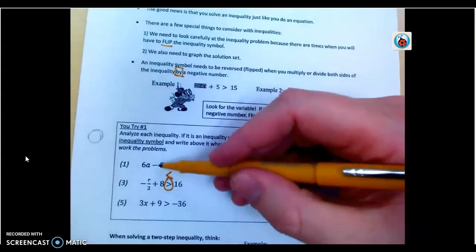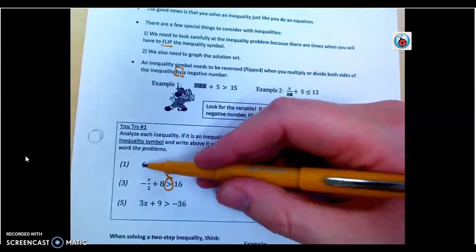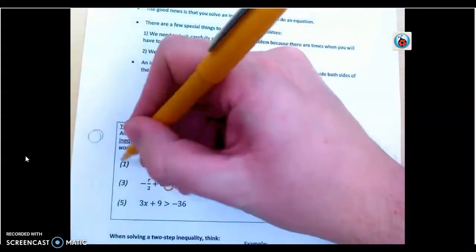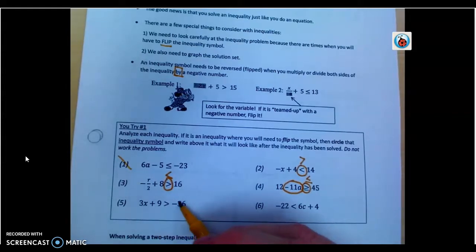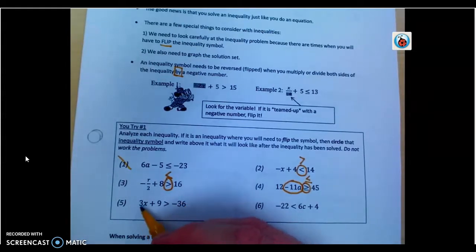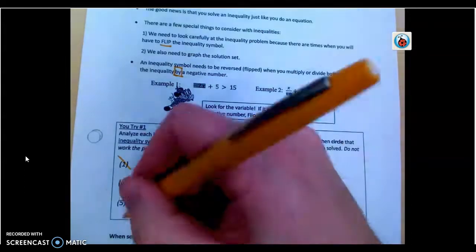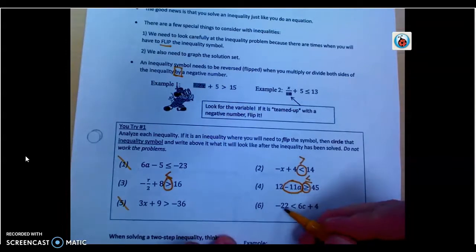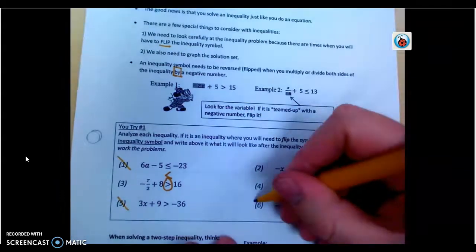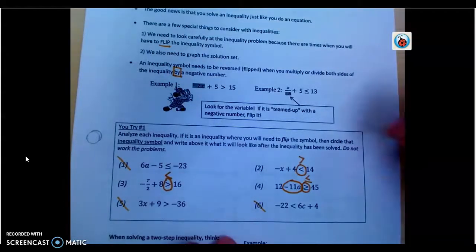Number 1 is fine. Even though there's a negative in front of it, it's not teamed up with the variable, so we don't have to worry about 1. For number 5, the only negative is on the other side, but we would be dividing by 3. The negative's not paired up with the variable, so it can't be number 5. And number 6, same idea. The negative comes first, but it's not teamed up with the variable, so you can't flip 6.